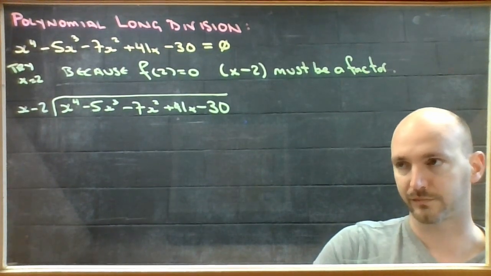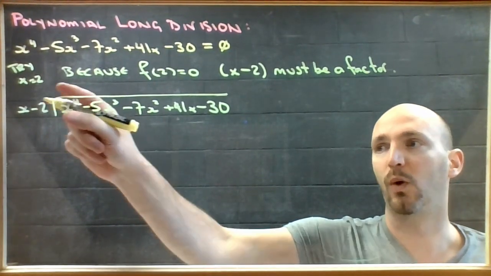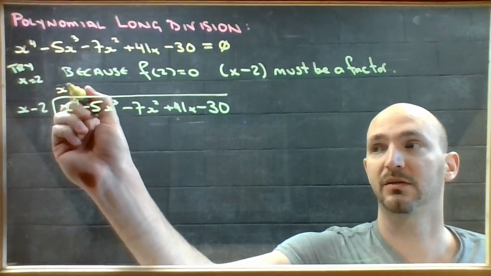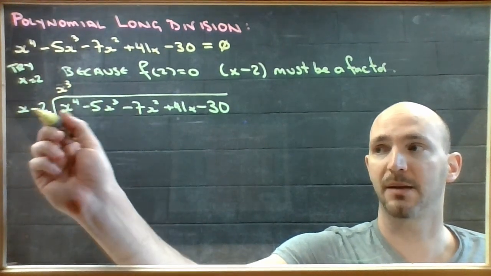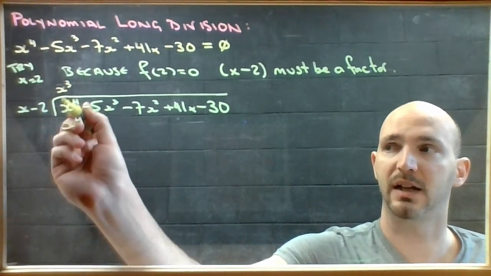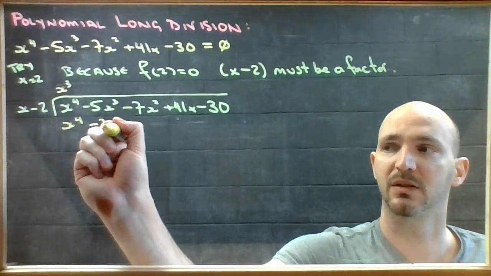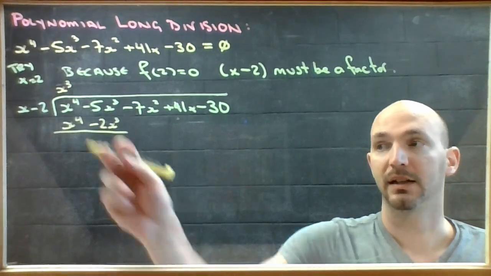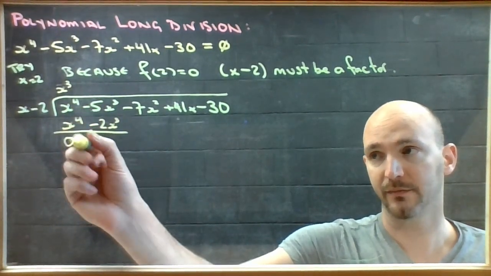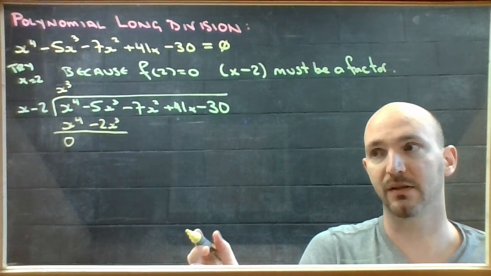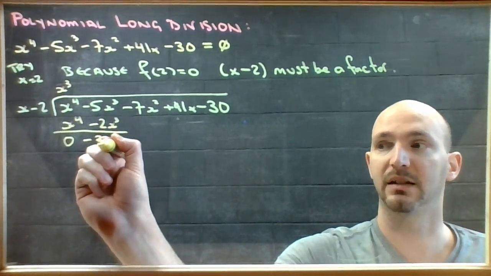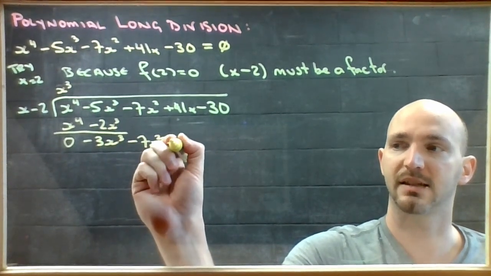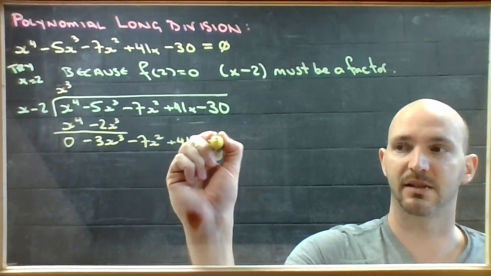All right. So what times x gives me an x to the 4? Well, that's x cubed. x cubed times x gives me x to the 4, and I get a negative 2x cubed for free out of the deal. Take this out of the pile, it's gone. Minus 5 minus negative 2 is negative 3x cubed. This is still in the pile. This is still in the pile. This is still in the pile.